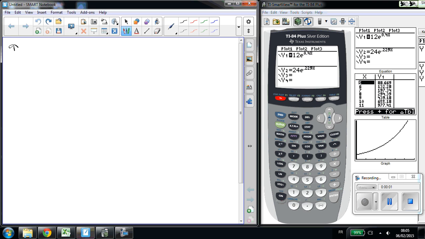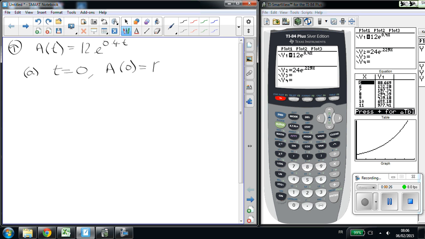Okay, question 9. We're given that the number of bacteria in colony A is modelled by the function a of t equals 12e to the 0.4t. In part A, we're asked for the initial number of bacteria in the colony, so we're looking for the number of bacteria when t equals 0. When t equals 0, a of 0 equals 12e to the 0.4 times 0, which is 12e to the 0. Anything to the power of 0 is 1, so we've got 12.